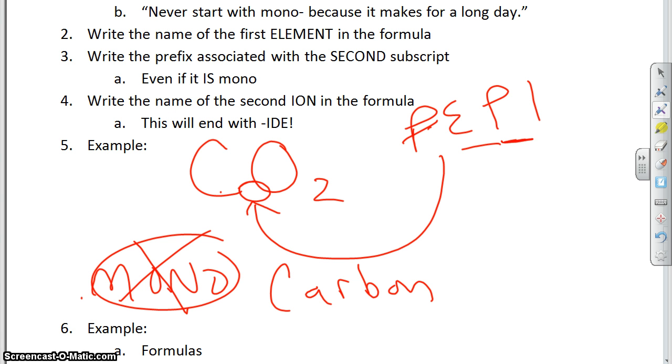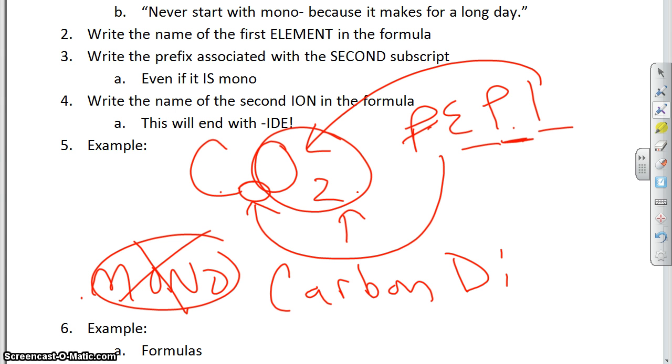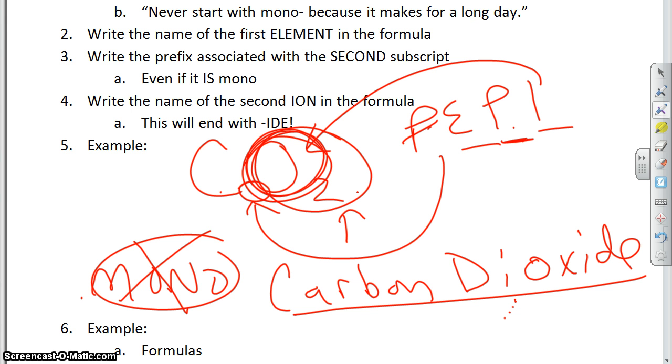And then we go to the second prefix. In other words, the second element has a subscript 2, and the prefix associated with 2 is di. And then the last part, we name the ion on the end. Don't look at any subscripts or anything. You already took care of the subscript there. So just look at that. That's an ion. It's oxide. And so we end up with carbon dioxide, which is probably what you already knew the answer was going to be. And now you can see how we get that.